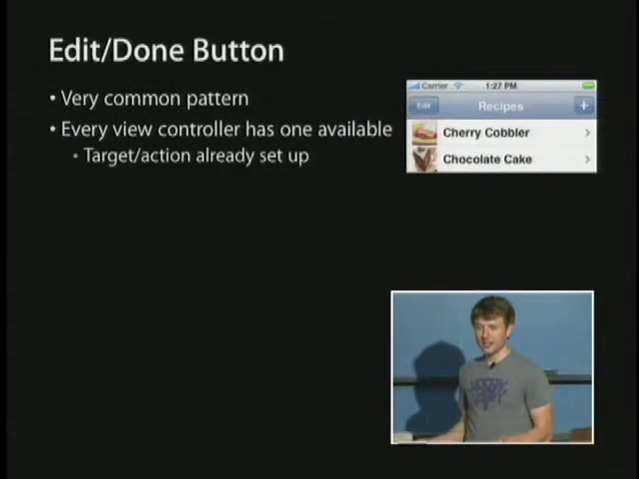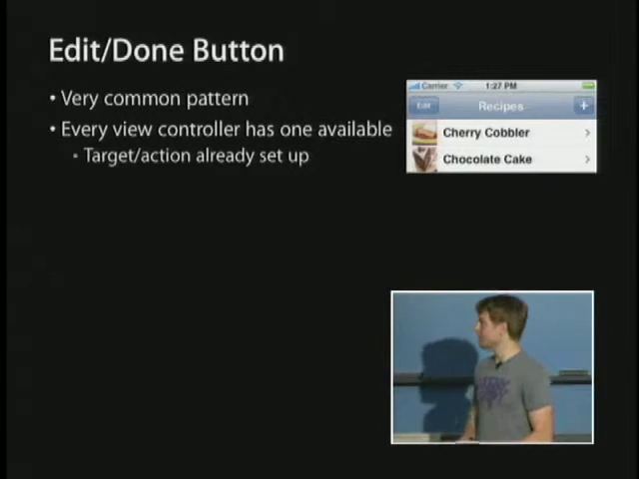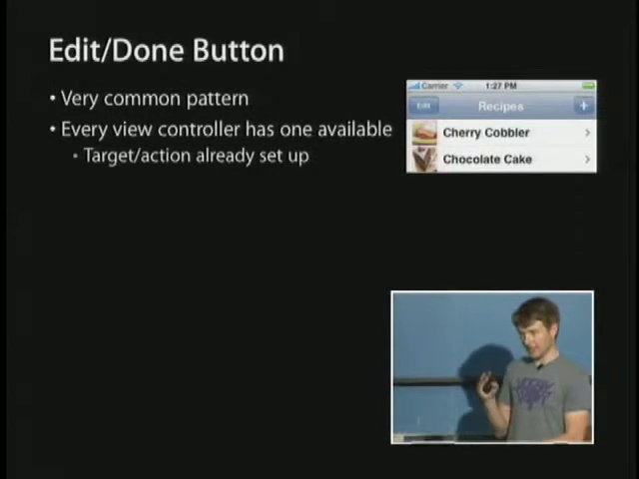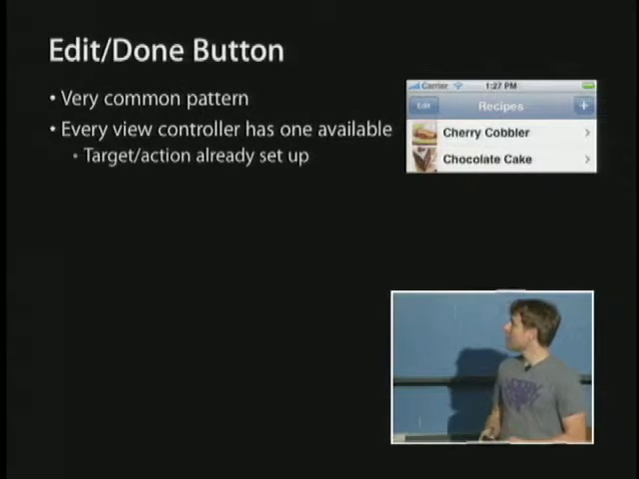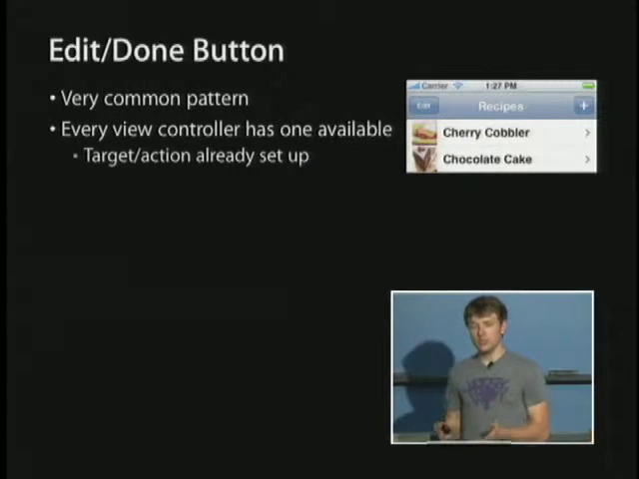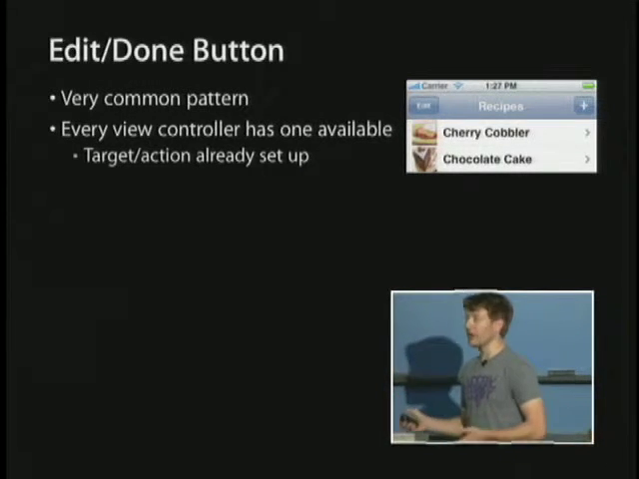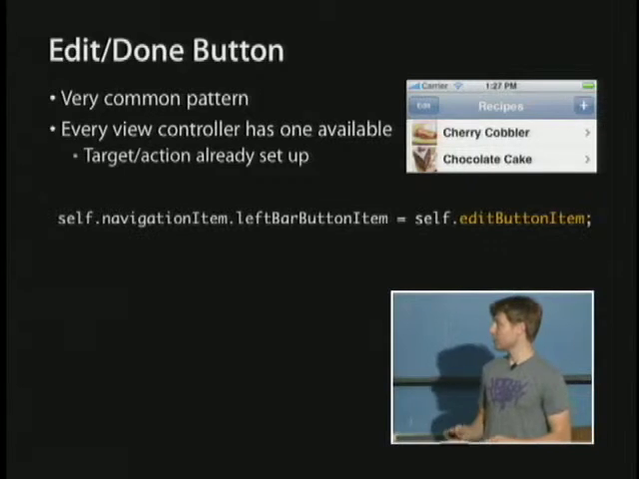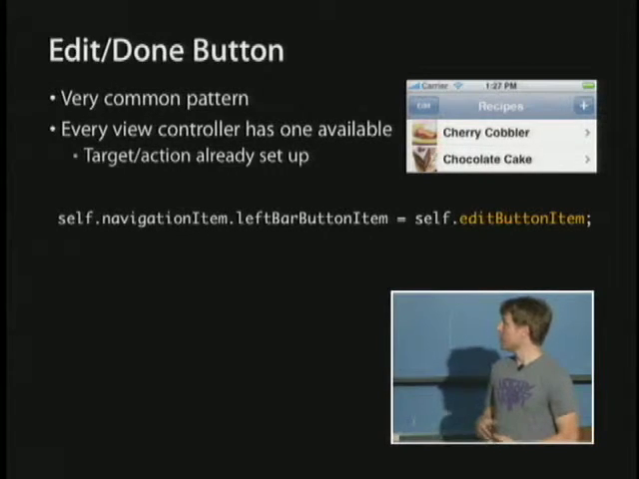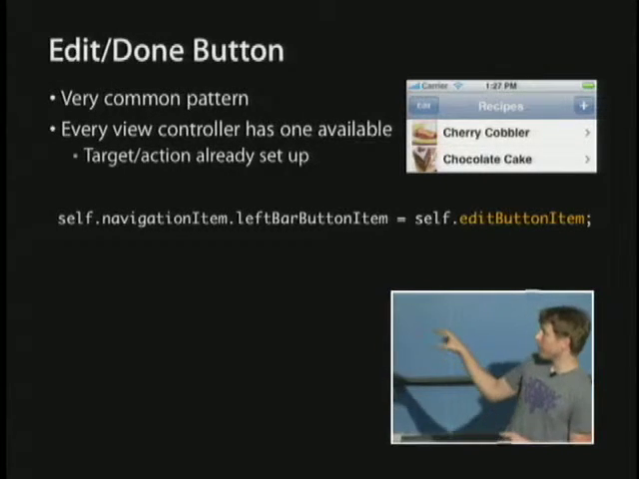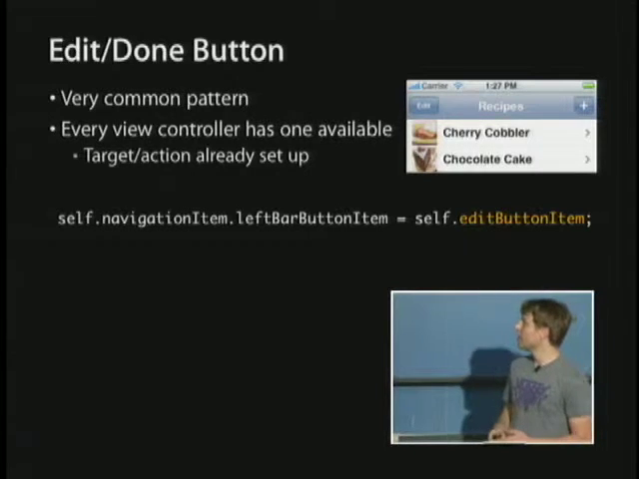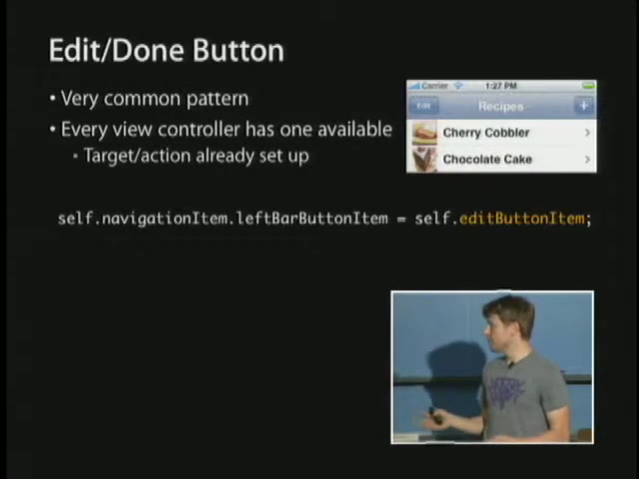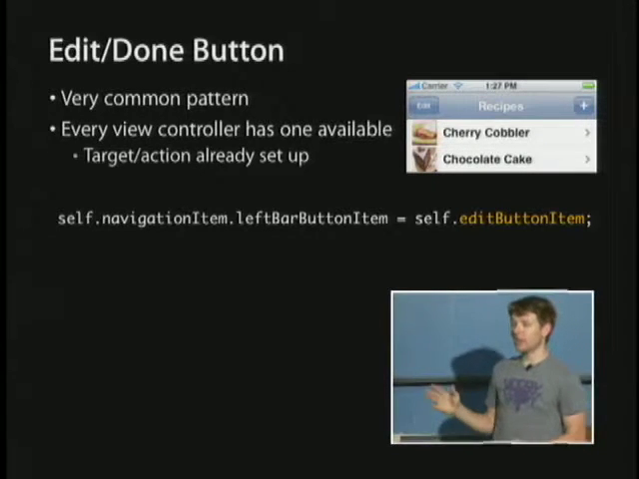This is kind of repetitive. It's used in a lot of apps to edit the items that you're displaying. So every view controller, if you need an edit/done bar button item, you can get to it very easily. The target action is already set up for you. So there's one line of code that you would write to display that thing up there. You would say self.navigationItem.leftBarButtonItem, in this case, equals self.editButtonItem.